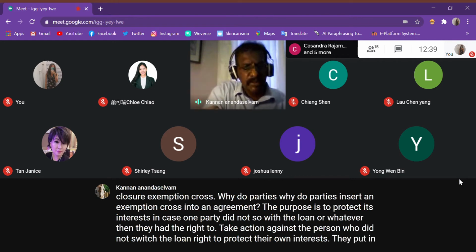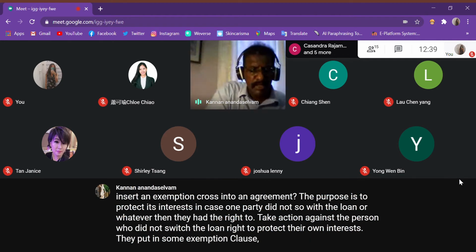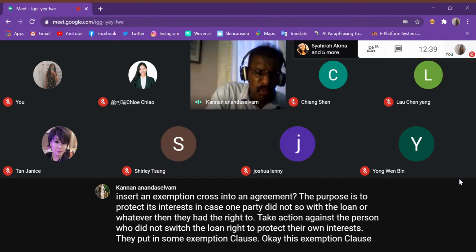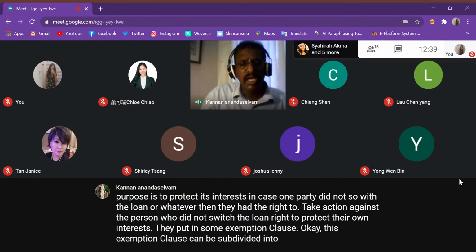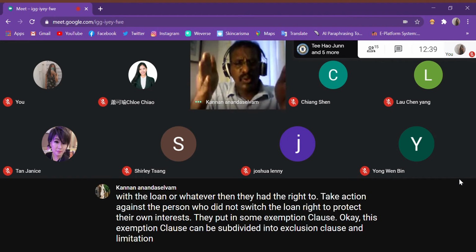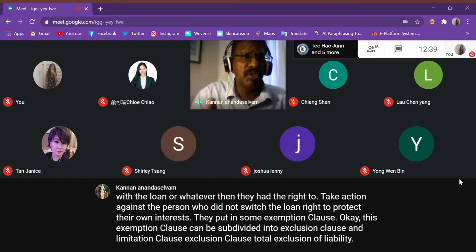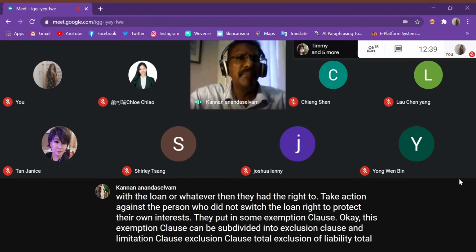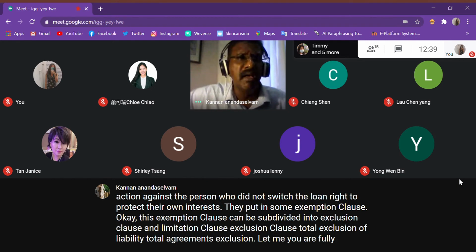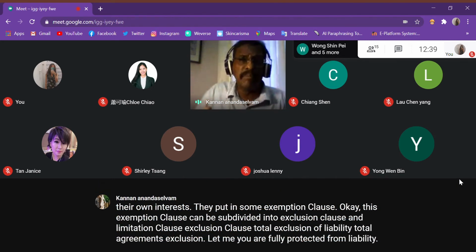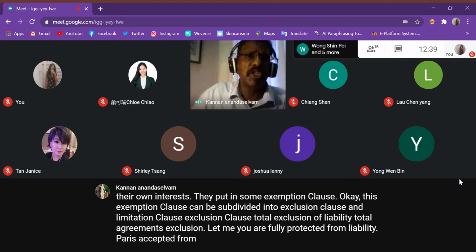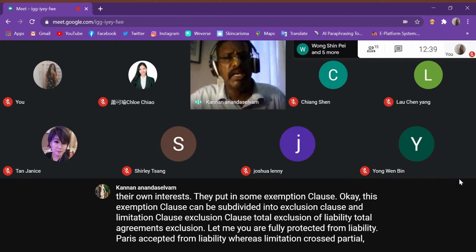Okay, this exemption clause can be subdivided into exclusion clause and limitation clause. Exclusion clause, total exclusion of liability. Total exclusion, that means you are fully protected from liability, whereas limitation clause is partial. Okay, what do you mean by partial here, limitation clause here?